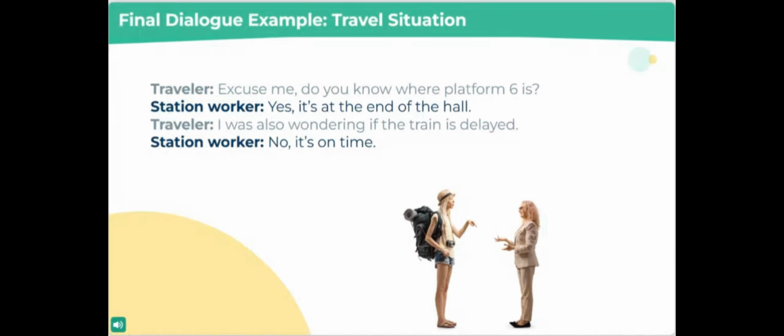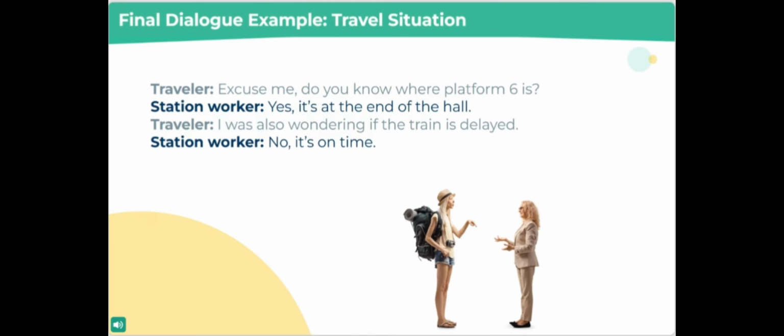Traveller: Excuse me, do you know where platform 6 is? Station worker: Yes, it's at the end of the hall. Traveller: I was also wondering if the train is delayed. Station worker: No, it's on time.